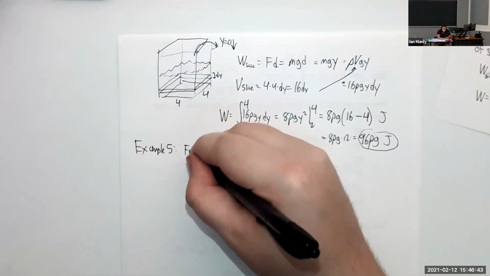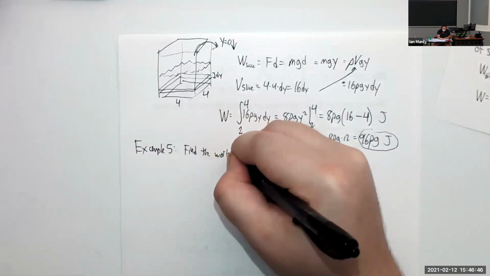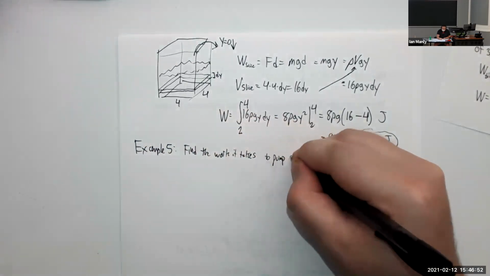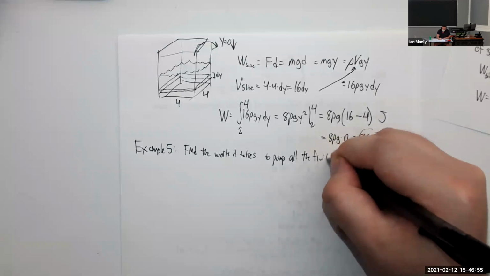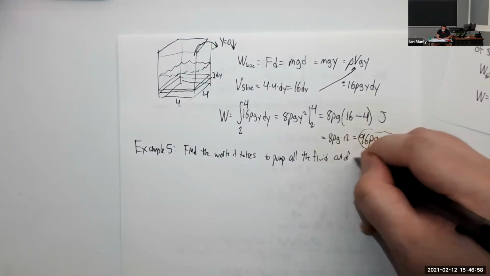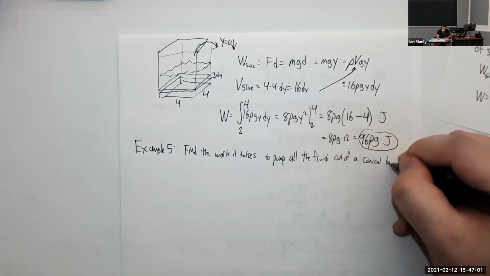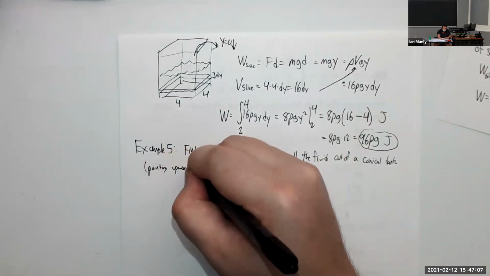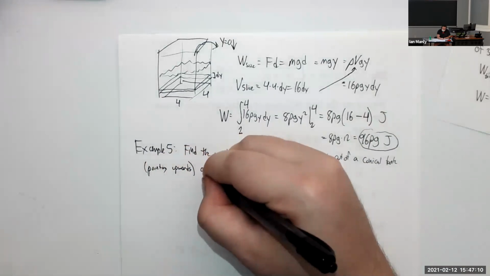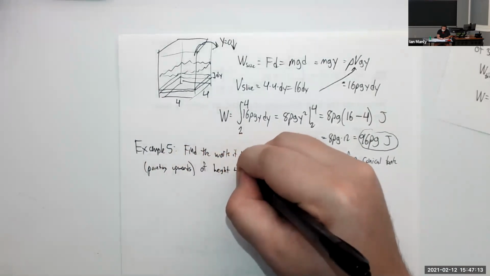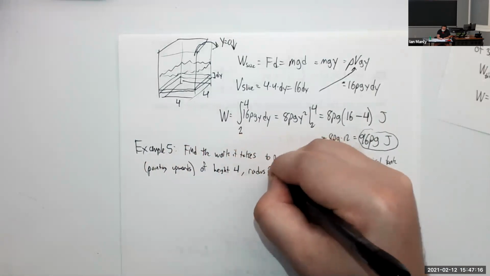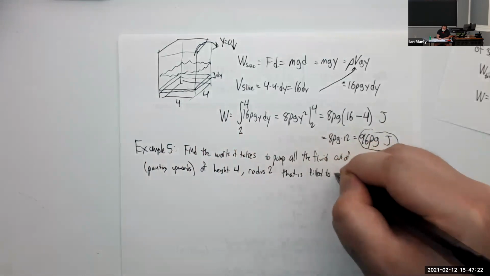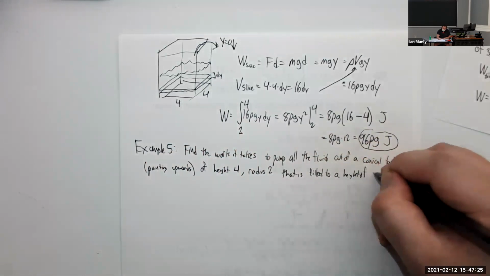Okay, so find the work it takes to pump all the fluid out of a conical tank, and it's going to be pointing upwards, of height 4 and radius 2 that is filled to a height of 2.